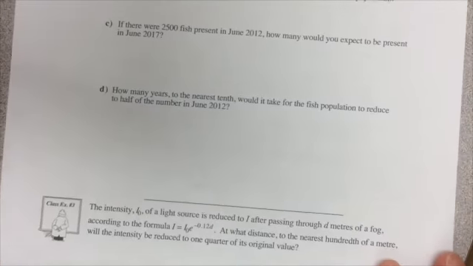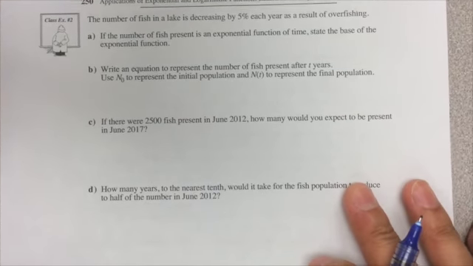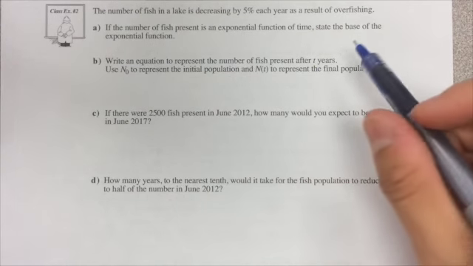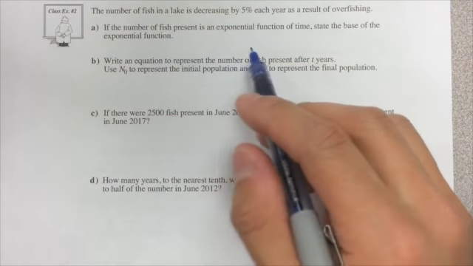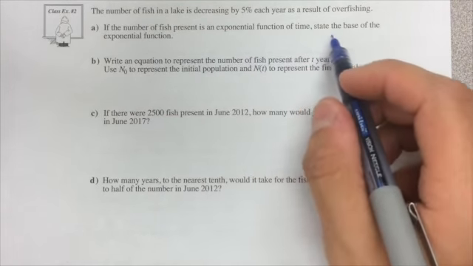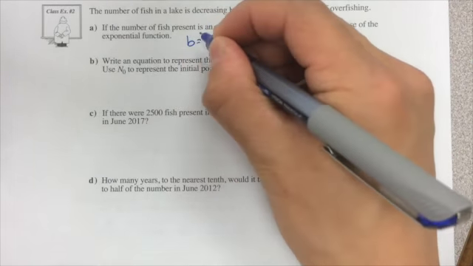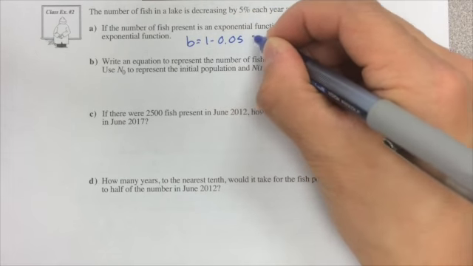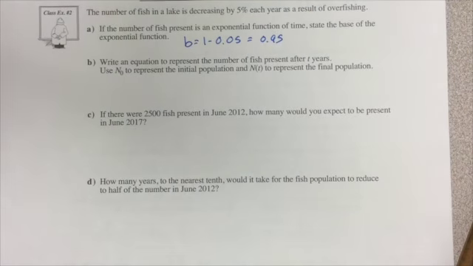All right, let's move on to the next examples. Now what we're looking at is an example where our population is decreasing. The number of fish in a lake is decreasing by 5% each year as a result of overfishing. If the number of fish present is an exponential function of time, state the base of the exponential function. So B, that's going to be my base in this case. I'm going to go 1 minus 0.05, and I'll be left with 0.95 as the base.